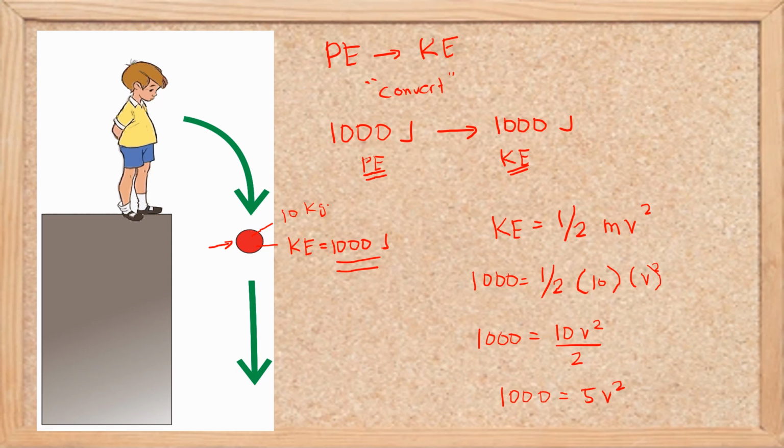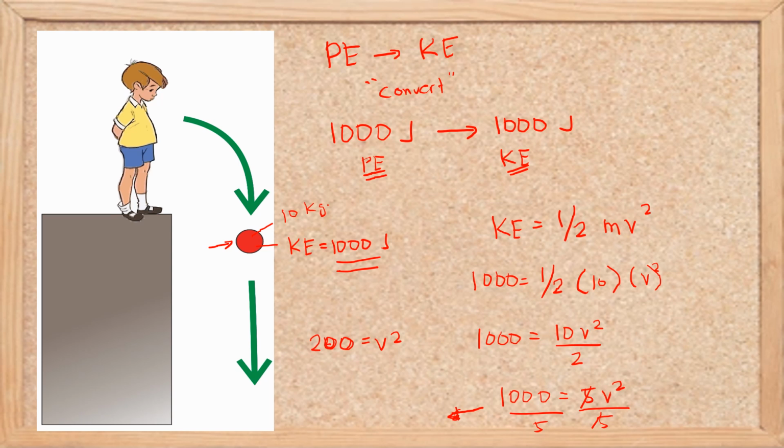And then 1000 divided by 5. So I will just move the equation here. So you will have 200 is equal to v squared. So again, where did I get 200? If you divide 1000 by 5, you will get 200.